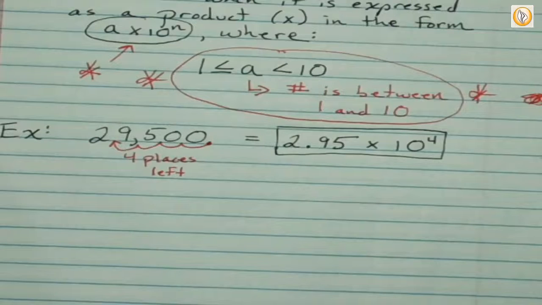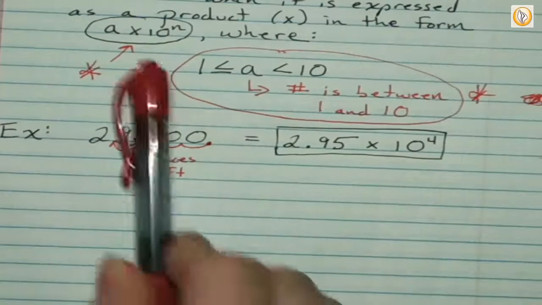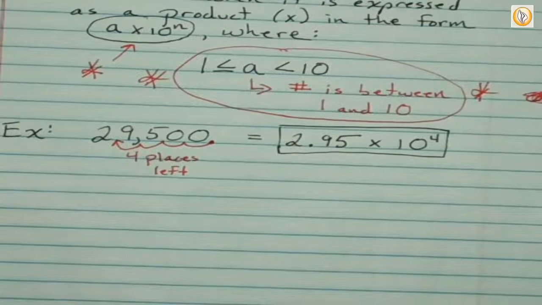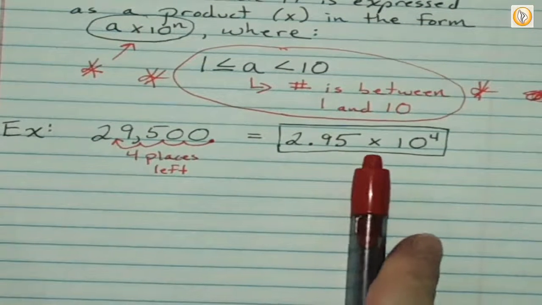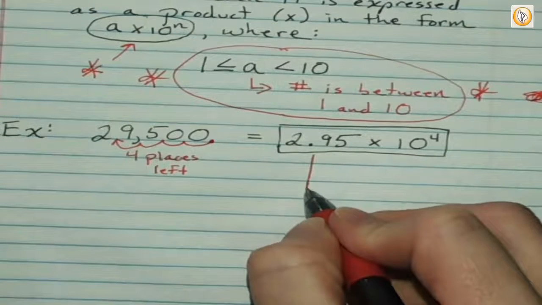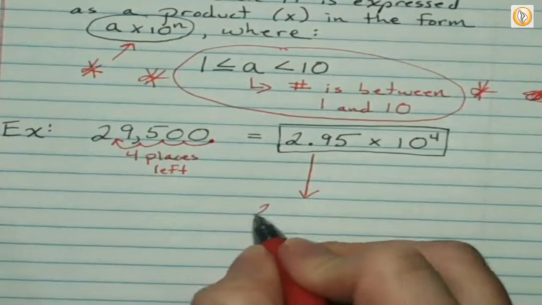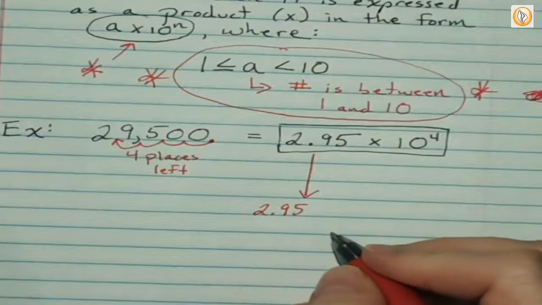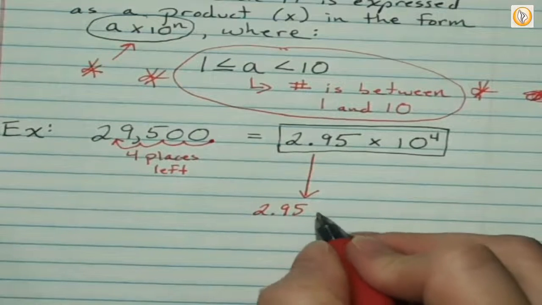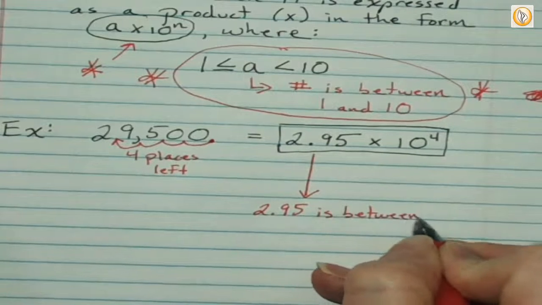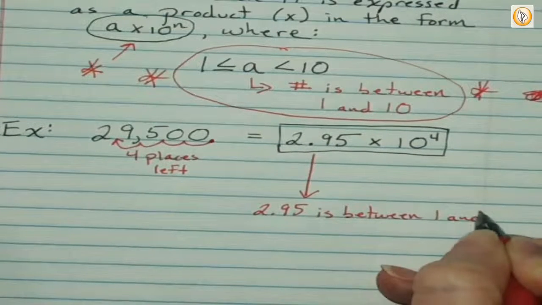It's always 10 to whatever power. Good question. Miranda asks, is it always 10 to some power? Yep, always 10 to some power. That's multiplication. Notice 2.95, and you need to write this down because you will probably be referring back to your notes, is between 1 and 10.